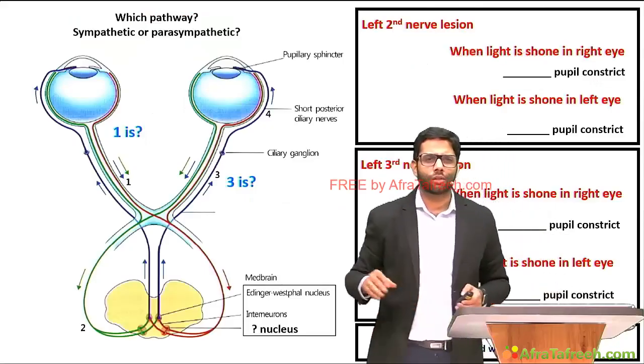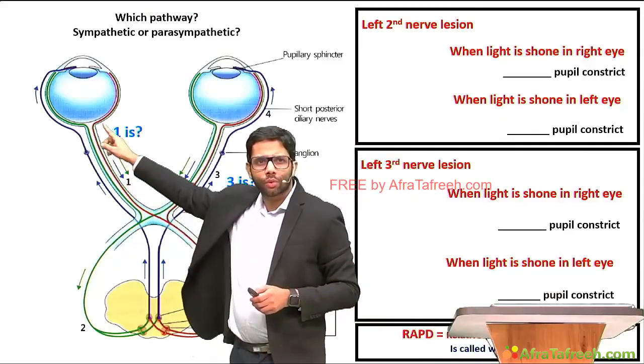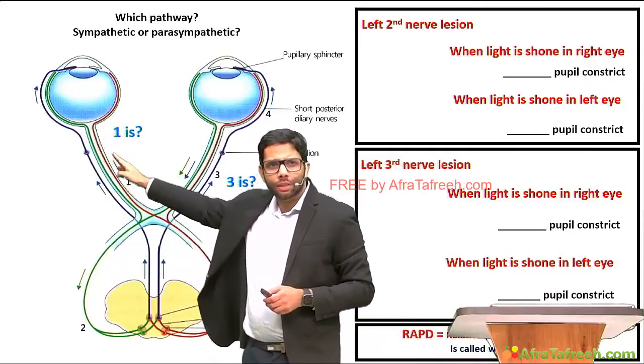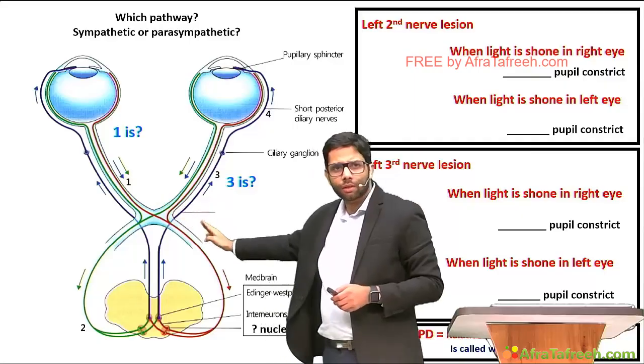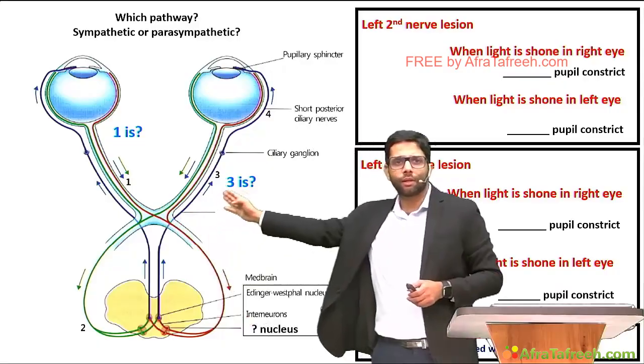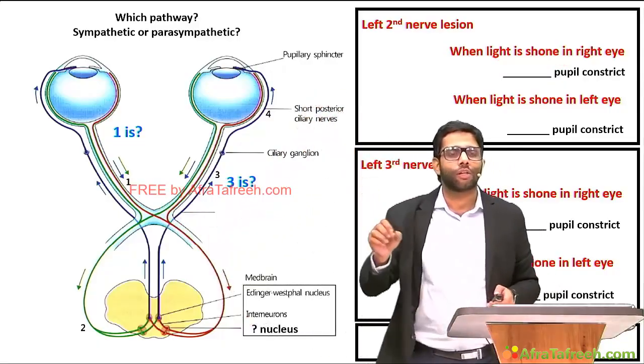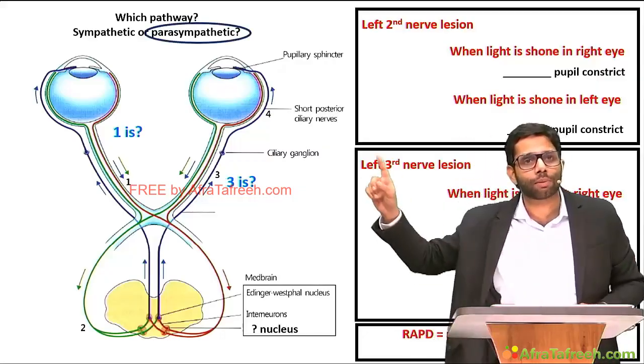Okay, so which pathway is shown over here? What is 1, what is 3? See the arrows. What is happening? The arrow is crossing at the chiasma and going into the midbrain. And then 3 is coming from both sides and causing pupil sphincter constriction. So pupil constriction is by the parasympathetic pathway.